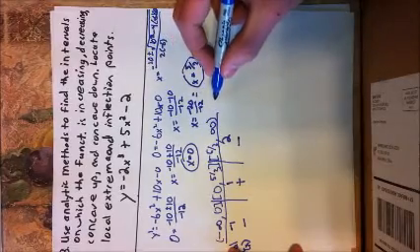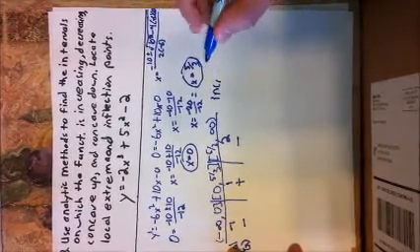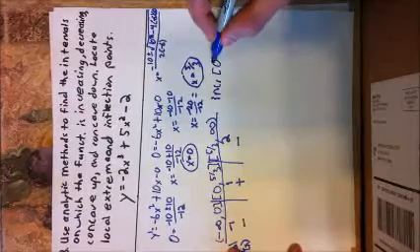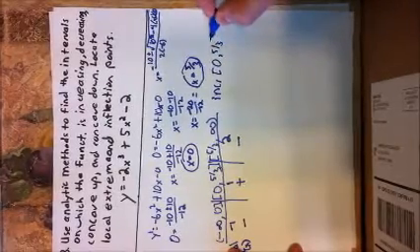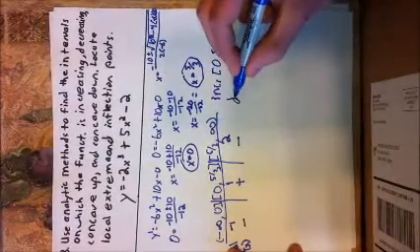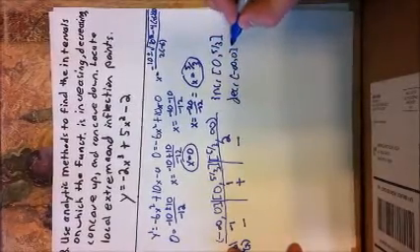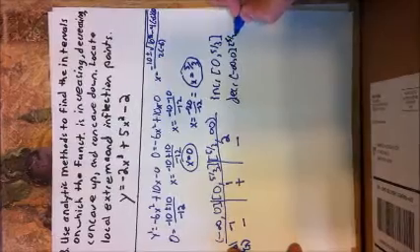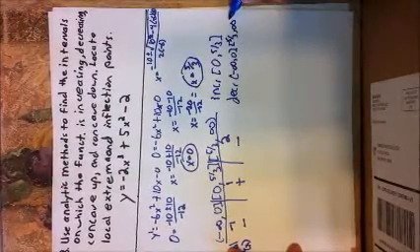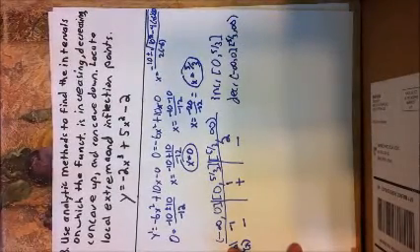We now know that it is increasing on the interval 0 to 5/3, because this is where it is positive. We know that it is decreasing on the intervals of negative infinity to 0 and 5/3 to infinity. So this would be the answer to the first part.